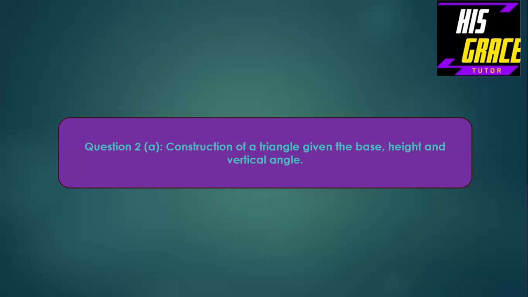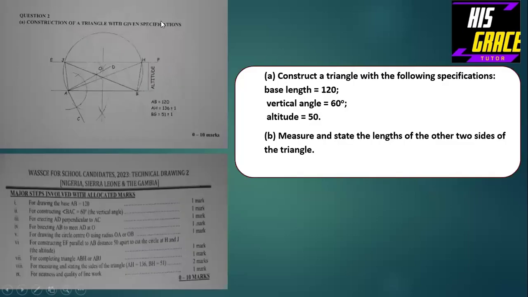So question 2A, we have the construction of a triangle given the base, height and vertical angle. So we are to construct here a triangle when we are given the base, the height, and the vertical angle. So let's look at how the construction goes and also how they award marks to that construction. All right, so now this is the solution here.